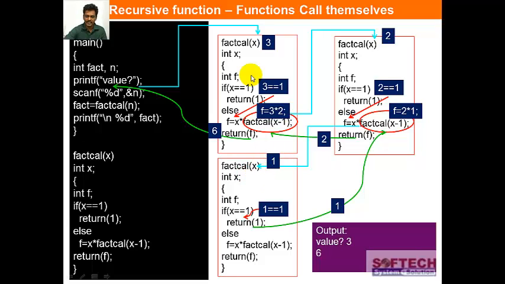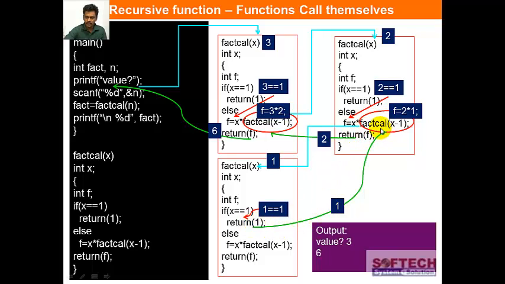This x has its own memory location. This also has its own memory. These are different locations, so it accesses different locations. In this location it assigns only 1. So x equal to 1: the condition is true. The value of x is 1, 1 equal to 1, the condition is true. It returns 1.